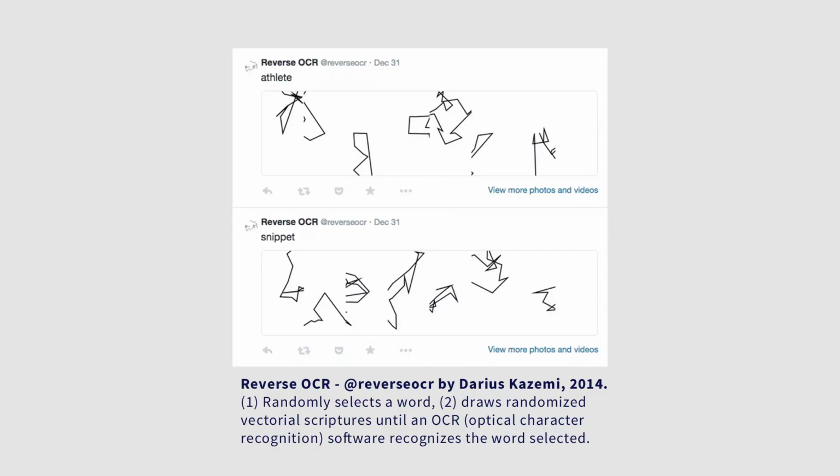A classic way to jump from one part of the search space to another is to consider the search space as a parametric space. We can then use randomness to visit random points in the search space. Reverse OCR is another Twitter bot by Darius Kazemi from 2014. It randomly selects a word and draws randomized vector lines until an OCR, optical character recognition software, recognizes the word selected in the first place. Once the word is matched, the drawing of the word gets posted on Twitter. Here are some examples of these drawings.